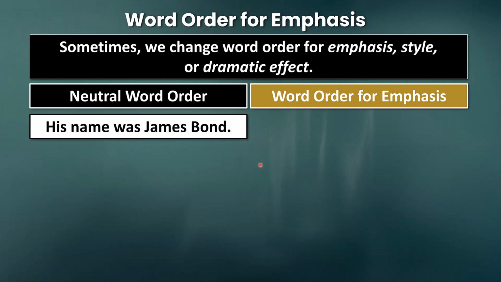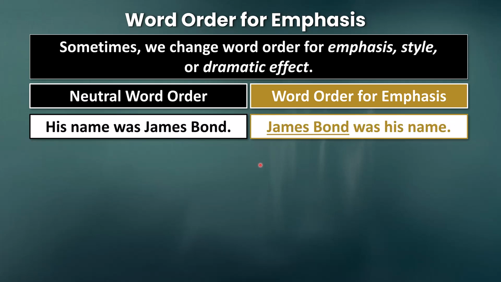However, sometimes you want to emphasize something, and you may change the word order. For example, James Bond was his name. When we begin with the name, it gives some dramatic effect. James Bond was his name. So while you'll typically use standard or neutral word order, sometimes, say you're writing a story, or you're texting someone, or you just want to add some flair or some drama to your writing, you can play with words. Even though we have a lot of rules in English, it's also fun to be creative with words, and this is something you can do.